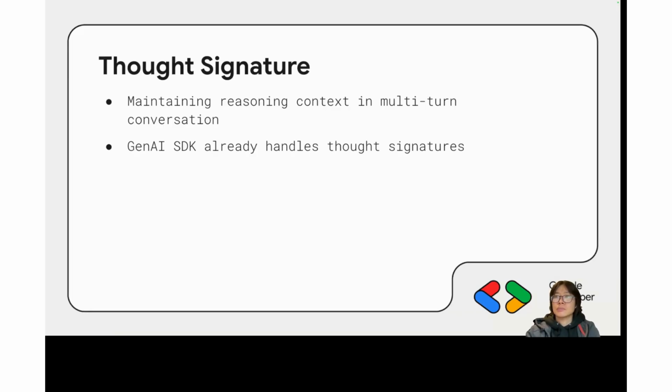Thought signature. Maintain a reasoning context in multi-turn. This thing is like an encrypted value, and I've never seen it. I've never used it. It's because the Gen AI SDK already handles thought signatures. So if you use TypeScript, Go, Python, and languages that the Gen AI SDK supports, you don't have to worry about anything. Let the Gen AI SDK handle the signatures on your behalf.